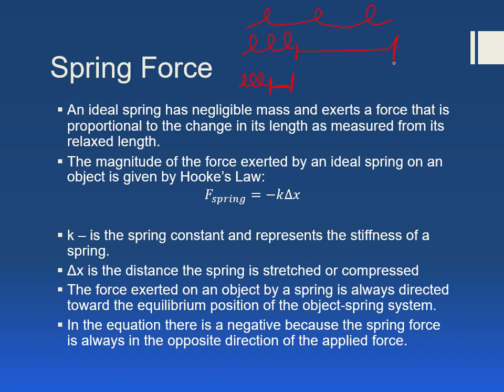Okay, so that's one thing to be careful of when you look at the equation for the force for the spring. You want to be looking at the change, so how much the spring's length changed from its relaxed, how much it stretched, or how much it compressed. The magnitude of the force exerted by an ideal spring on an object is given by Hooke's law. So you have the X now. What the heck is this K? The K is the spring constant.